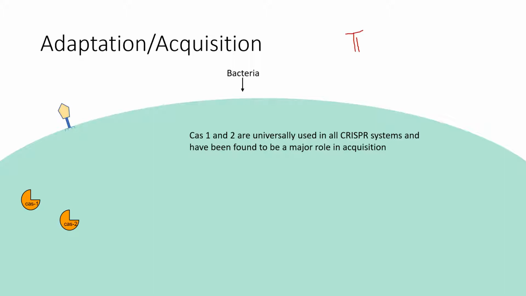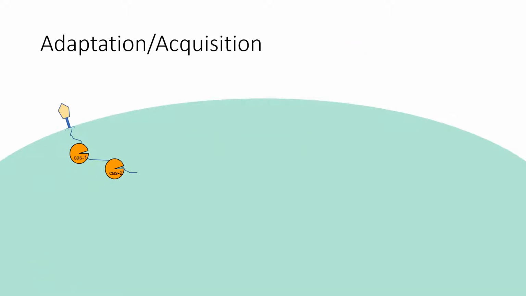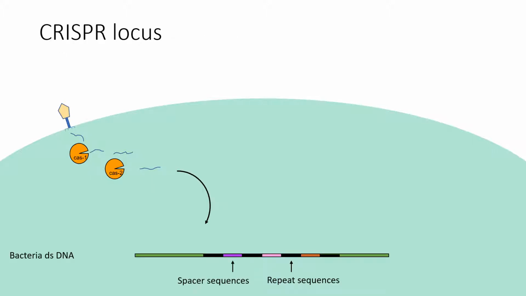So we're going to focus on the type 2 system. So Cas1 and 2, those are CRISPR-associated proteins, are made by the bacteria. So they produce these proteins. A virus infects its DNA. The proteins attack that DNA. They cut up that viral sequence, and now there's these little fragments of viral sequences inside this bacteria.